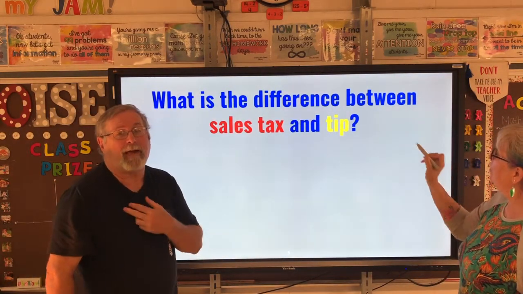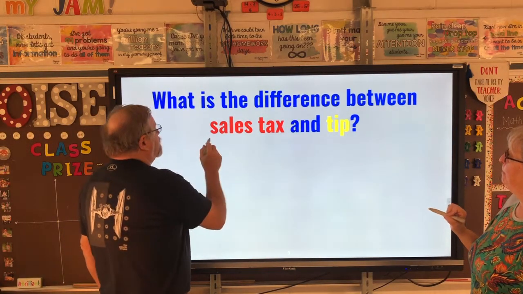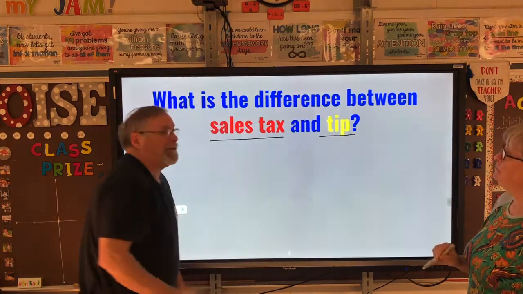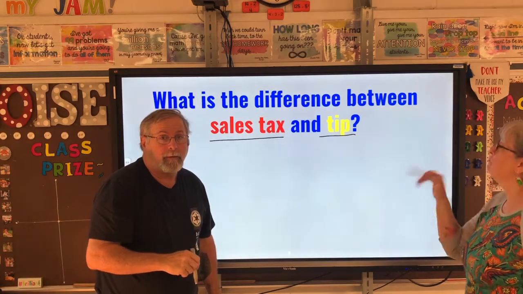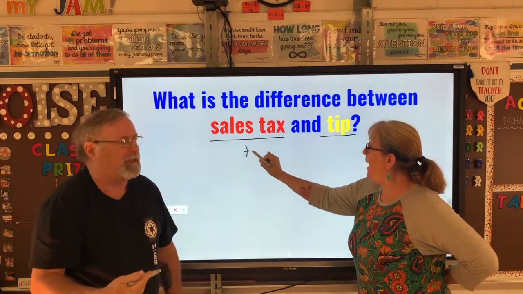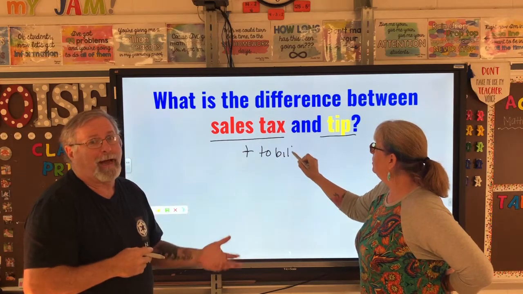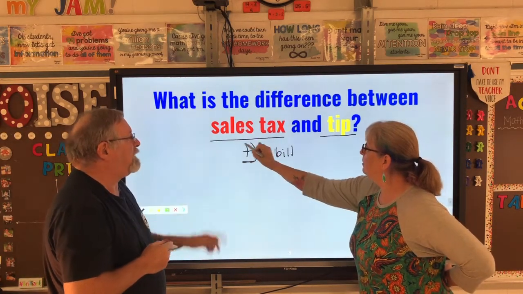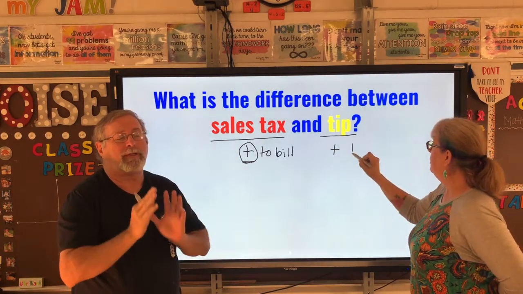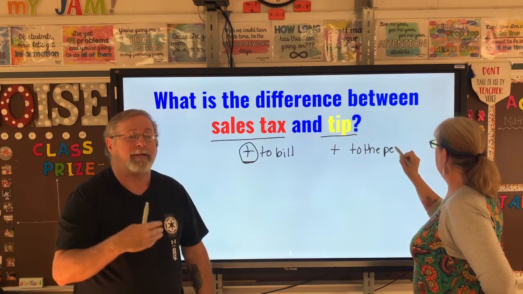So the first thing you have to understand is what's the difference between a sales tax and a tip. Well, sales tax you give to the government, right? The government says for everything you sell, you have to give us 4% or 5% or whatever. So it's added to your bill. It happens when you go to the store to buy anything, okay? Now a tip is something you give to the person that waited on you because they did a good job, okay? And that's also added to your bill.